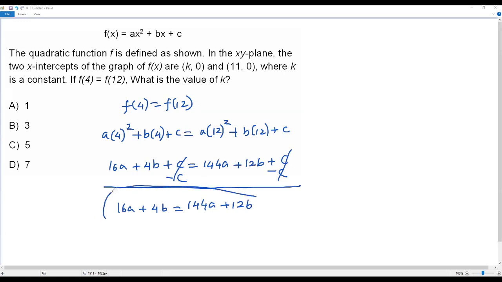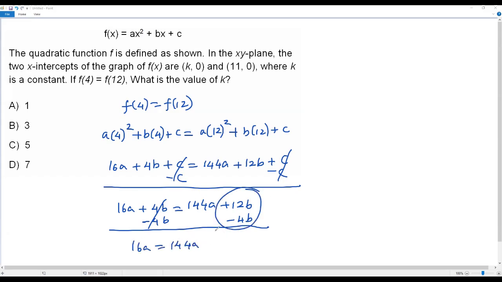Okay, in this equation we have two unknowns, a and b. So either we have to solve for a in terms of b, or we have to solve for b in terms of a. Okay, I am going to solve for b in terms of a. So for that, let me subtract 4b from both sides. When I do so, this positive 4b and negative 4b will cancel out. I'm getting 16a on the left side. On the right side, I'm getting 144a. So when I combine positive 12b and negative 4b, I'm getting positive 8b. Okay, let me write the equation as it is. 16a equals 144a plus 8b.